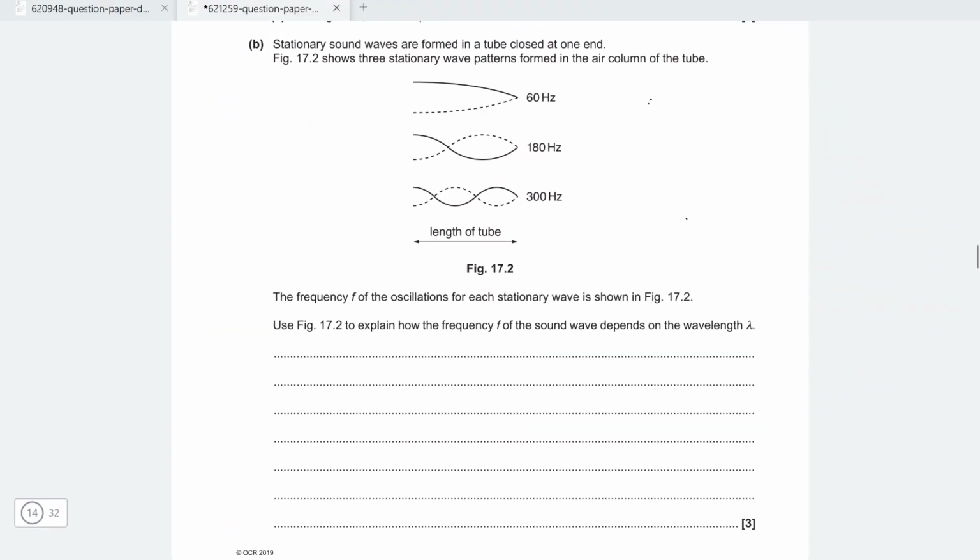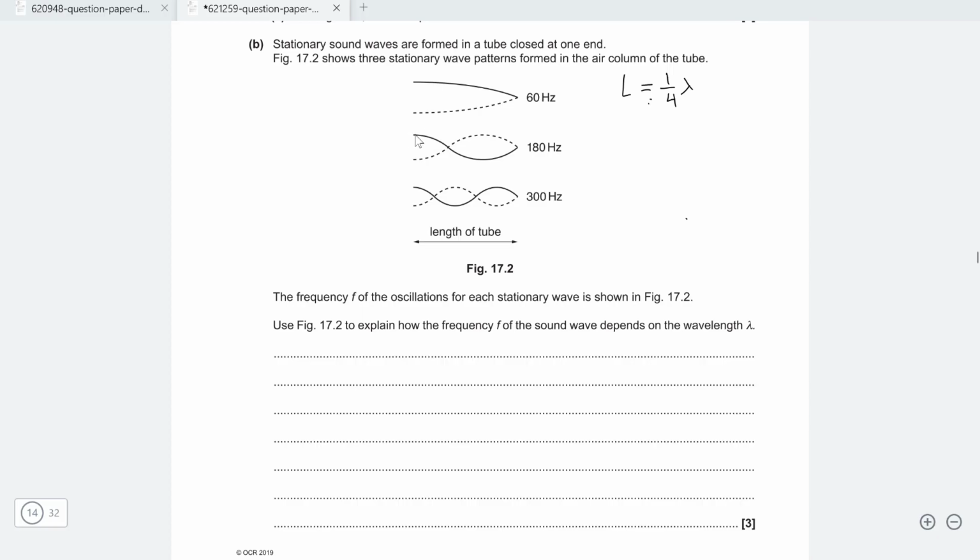So part B, we have stationary waves formed in a tube closed on one end, and we have some formations and we are given the frequency. Use the figure to explain how the frequency of the sound depends on the wavelength. Well, let's have a look. So if the length of the tube is L, we can see that in this case the length is equal to a quarter of the wavelength at 60 hertz. How do I know that? Because essentially from here to here it's a quarter of a wavelength.